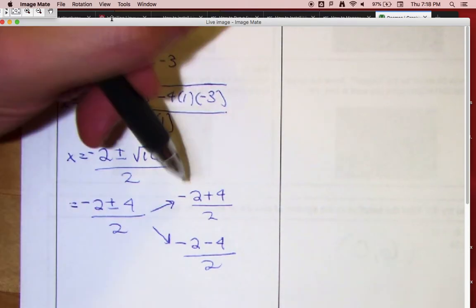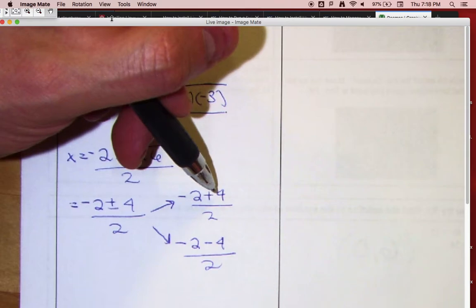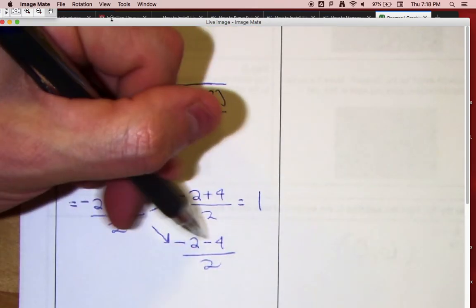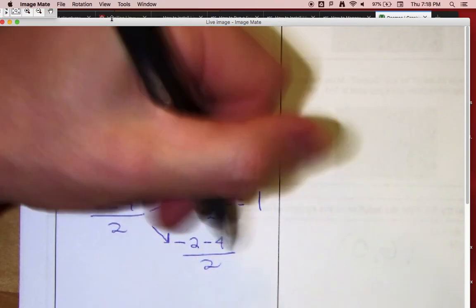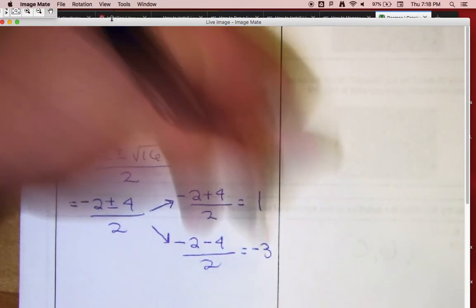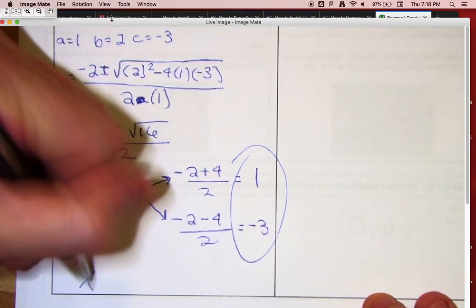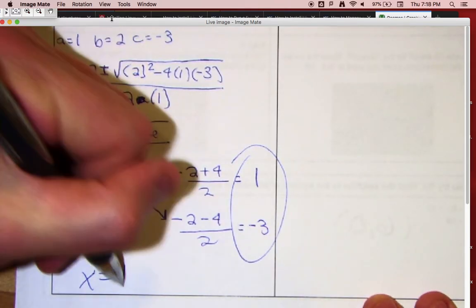And so -2 plus 4 is 2, divided by 2, we get an answer of 1. -2 minus 4 is -6, divided by 2, -3. And there are your two answers. So we want to clean it up. X equals 1 and -3.